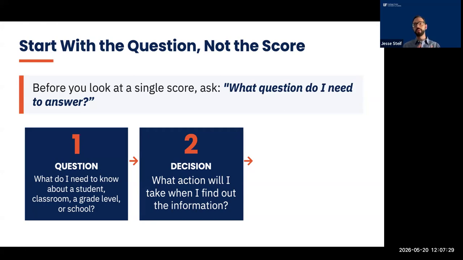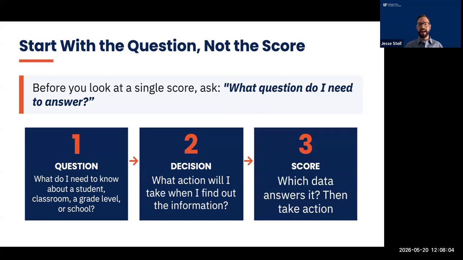Is this going to lead to a change in my intervention group? Am I or am I not going to reteach a particular lesson? From a leadership perspective, can I identify a certain percentage of students who are falling below benchmark that would necessitate us to take a look at what's going on in tier one instruction and make some tough changes to our curriculum and instruction? So we want to identify those decision points, then look at which data answers it, and then take action.